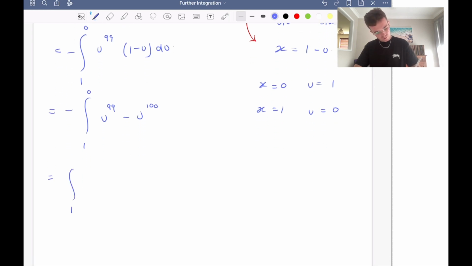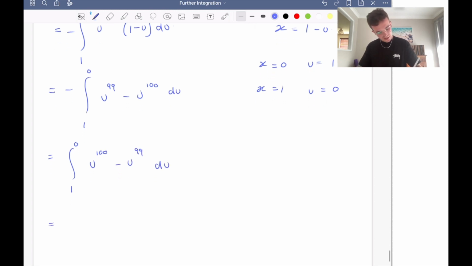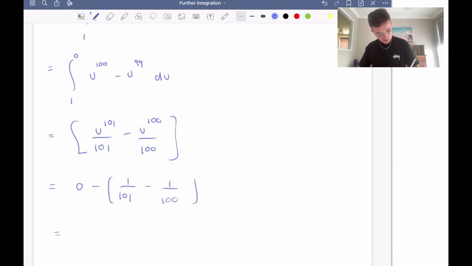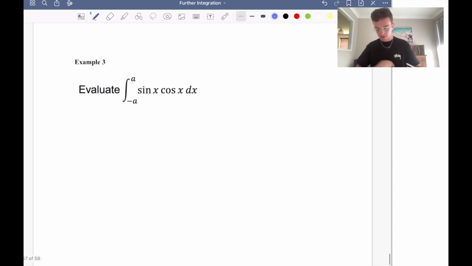which we could say is the integral from 1 to 0 of u to the 100 minus u to the 99 du, which is u to the 101 over 101 minus u to the 100 over 100, but this time we're integrating from 0 to 1, so the 0 will cancel and it's going to be 1 over 101 minus 1 over 100, which is 1 over 101 times 100. That's the answer.